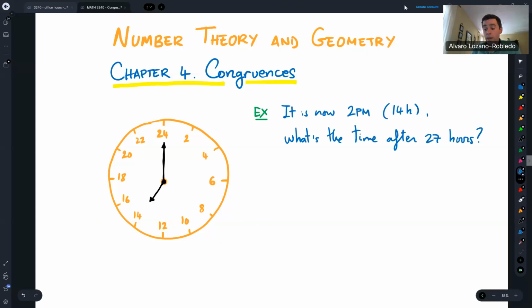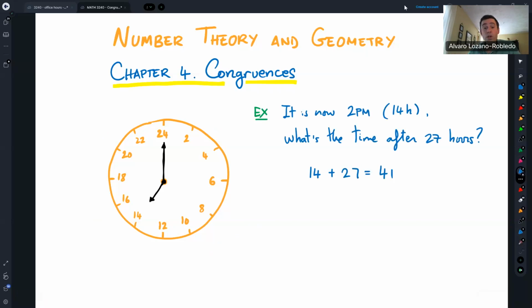Well, we actually only care about the time within the 24-hour clock. So I want to know, is it the 0th hour, 2nd hour, 6th hour, up to the 23rd hour? So to calculate that, I start with 2 p.m., so the 14th hour, and I'm going to add 27 hours. And that gives me the 41st hour. But again, I don't care about the 41st hour. I care about an hour between 0 and 24.